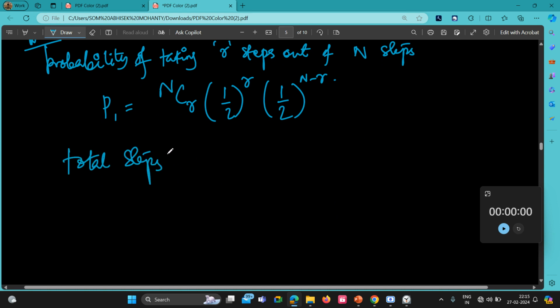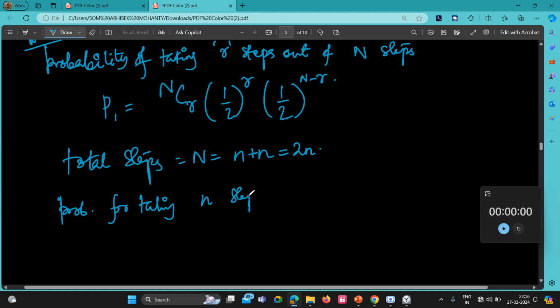Total steps is n, that is n plus n, so 2n. It can be n towards left, n towards right. That is 2n. So now for the probability of taking n steps out of n.